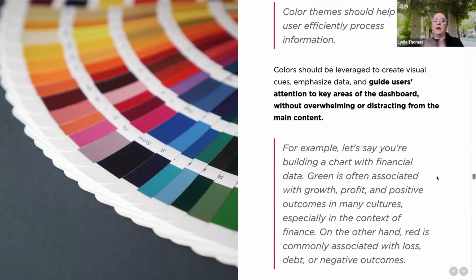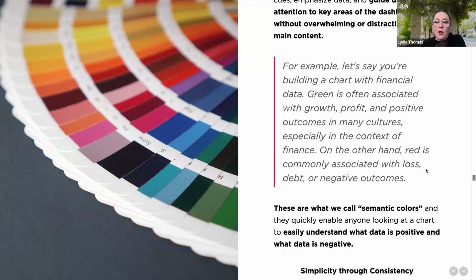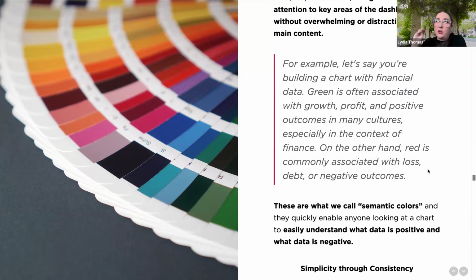So in my example here, let's say you're building a chart with financial data. Green is often associated with growth, profit, and positive outcomes in many cultures, especially in the context of finance. On the other hand, red is commonly associated with loss, debt, or negative outcomes. So think about how you're using colors within the data that you're presenting. I would say don't use green to represent something bad, just to make it easy. But really think about it. These are called semantic colors, where a color easily equals what you're trying to convey. So, red, bad, green, good.